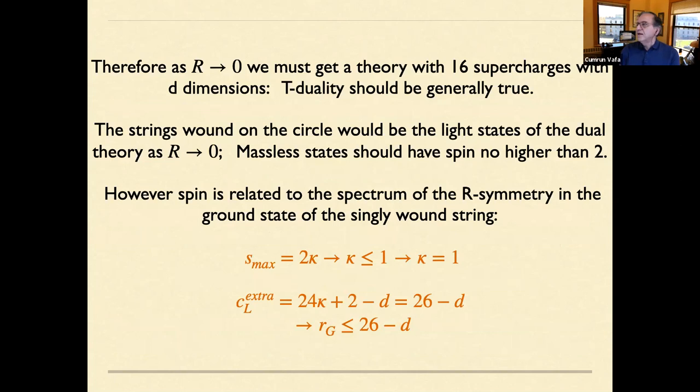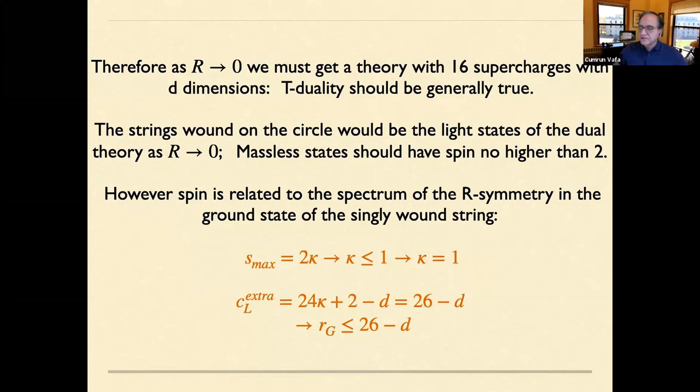And so T-duality should be generally true. With this much supersymmetry, T-duality is a consequence of the distance conjecture. We don't have to assume any particular dual theory. We don't know exactly which dual emerges, but this says the dual should be there. The strings wound on the circle would be the lightest string of the theory as R goes to zero.